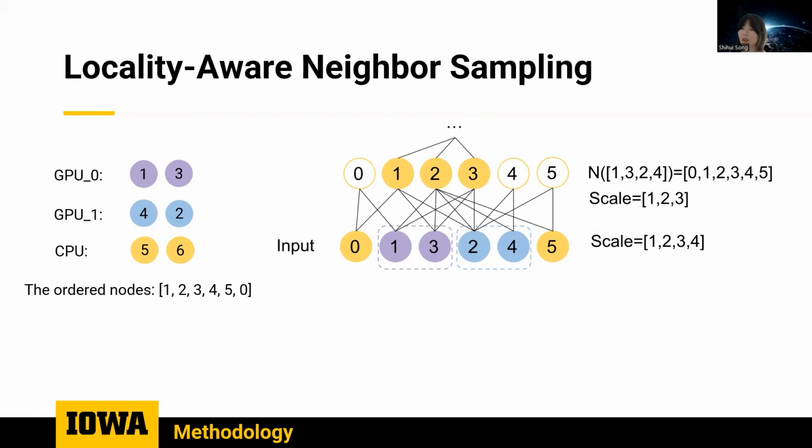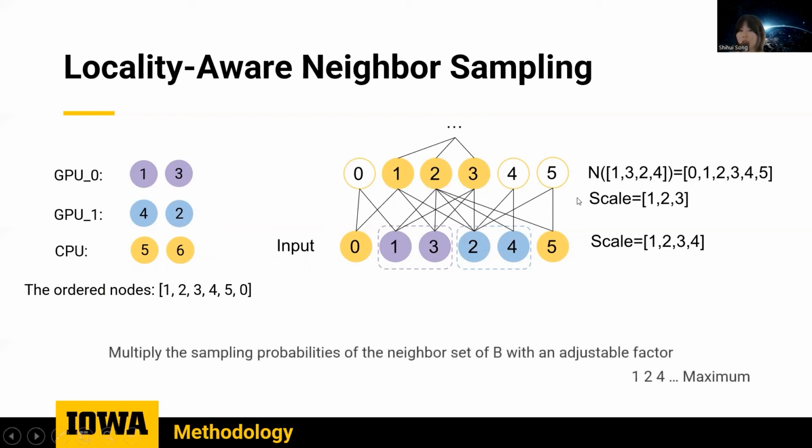But we will only scale a set of them here, because increasing the probabilities of many nodes cannot concentrate the memory accesses to a small set of nodes. So in this case, because the neighbors of 1, 3, 2, 4 are all the nodes from 0 to 5, if we scale all the nodes here and calculate the new sampling probabilities, they should be the same. So our locality-aware neighbor sampling method will be useless if we scale all of them.